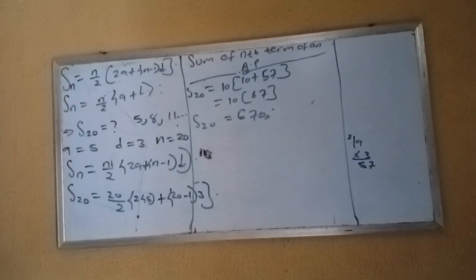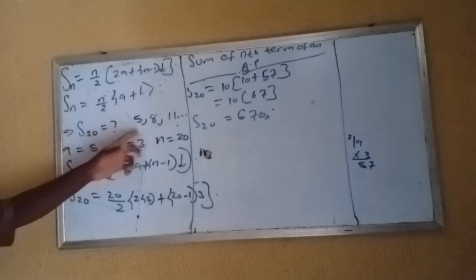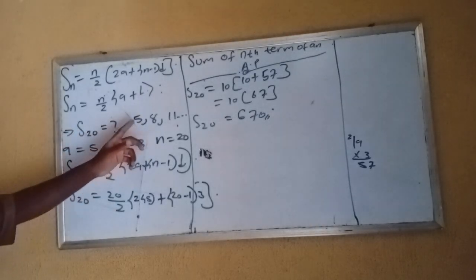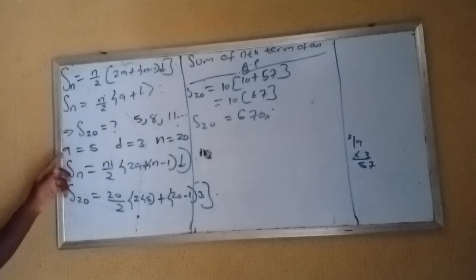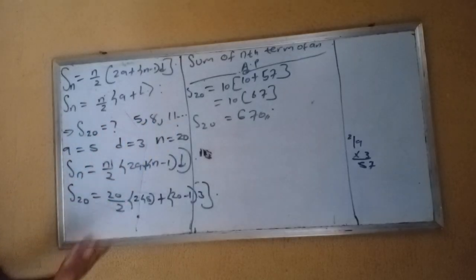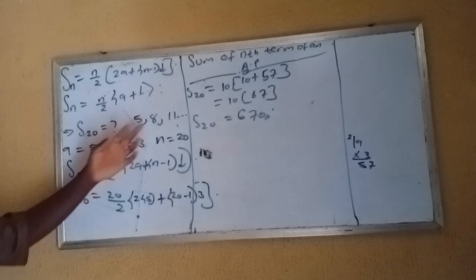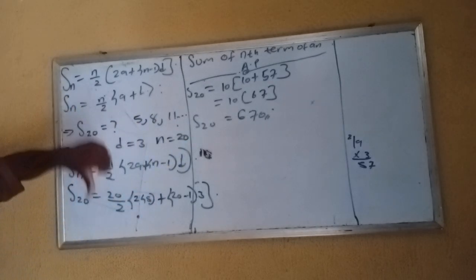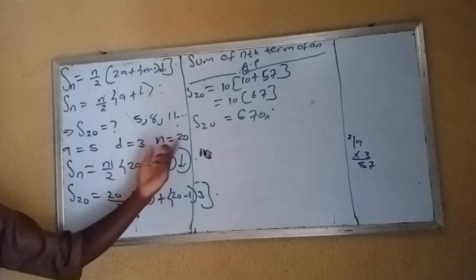This is how we do it. The question is the sum of the first 20 terms given this sequence, S20. Our first term a is equal to 5. Our common difference is T2 minus T1, or T3 minus T2, so 8 minus 5 is 3. And our n is 20 because we are finding the sum of 20 terms. If I find the sum of 30, n will be equal to 30.